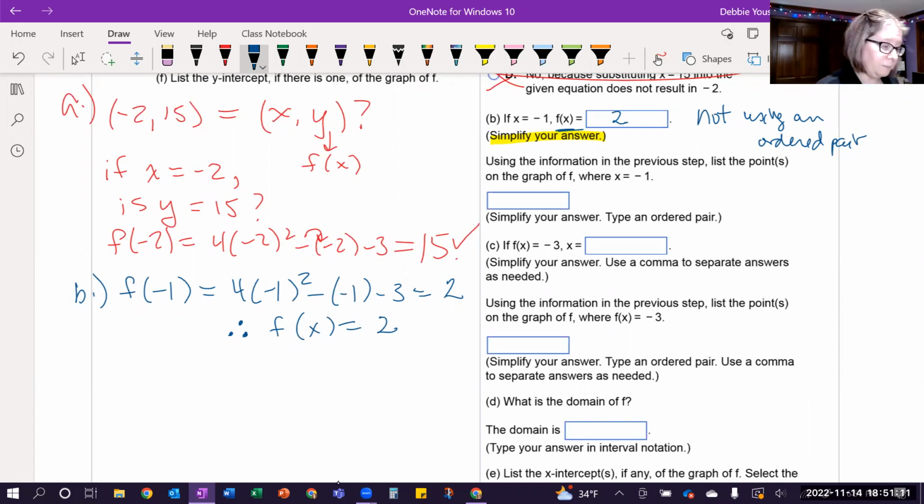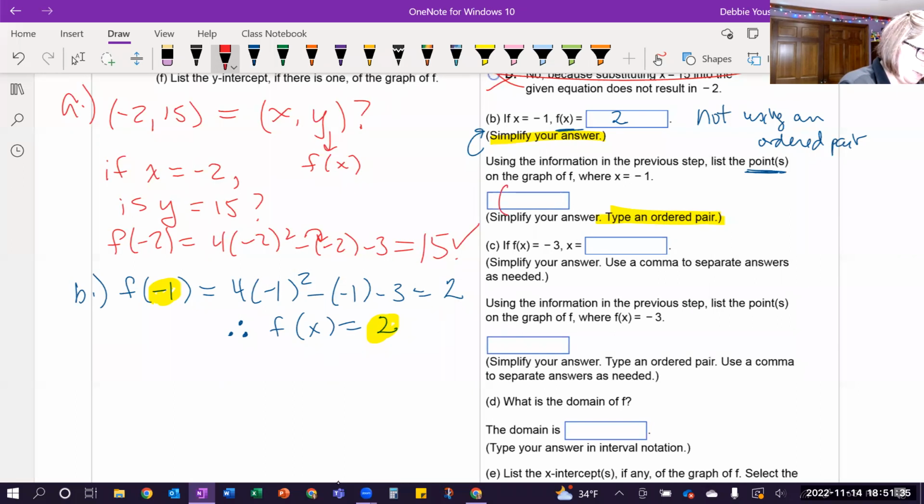So then it says, using the information in the previous step, that's here, list the points, or point, if there's only one, on the graph where x equals 1. Now it says, type an ordered pair, okay? So now you're taking the input and the output and bringing them together in an ordered pair. So now that is an input of -1 and an output of 2, okay?